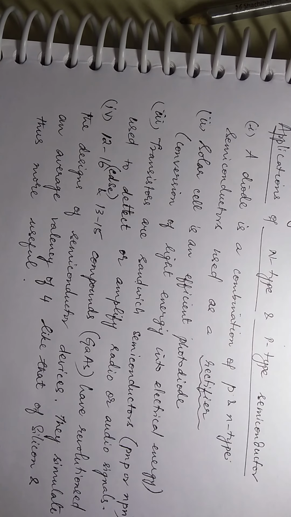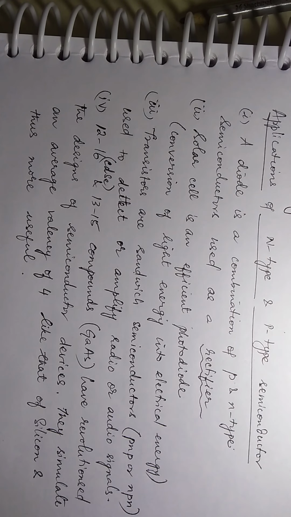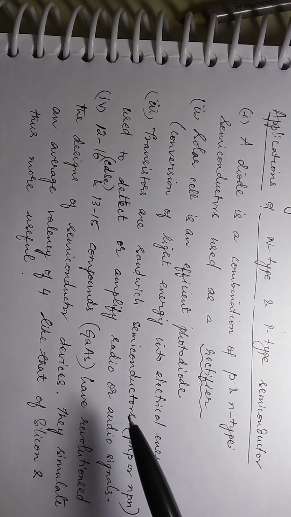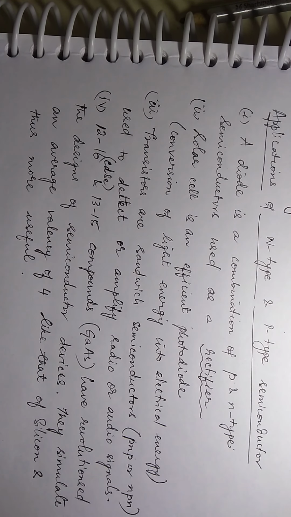Then transistors, they are sandwich semiconductors, PNP or NPN. These things must be familiar to you now, right? PNP is one layer of p-type semiconductor, then one layer of N-type, and then another layer of p-type. So this is what you call PNP or NPN: N-type, p-type, N-type. So 3 layers are there. Such transistors are used to detect or amplify radio or audio signals.